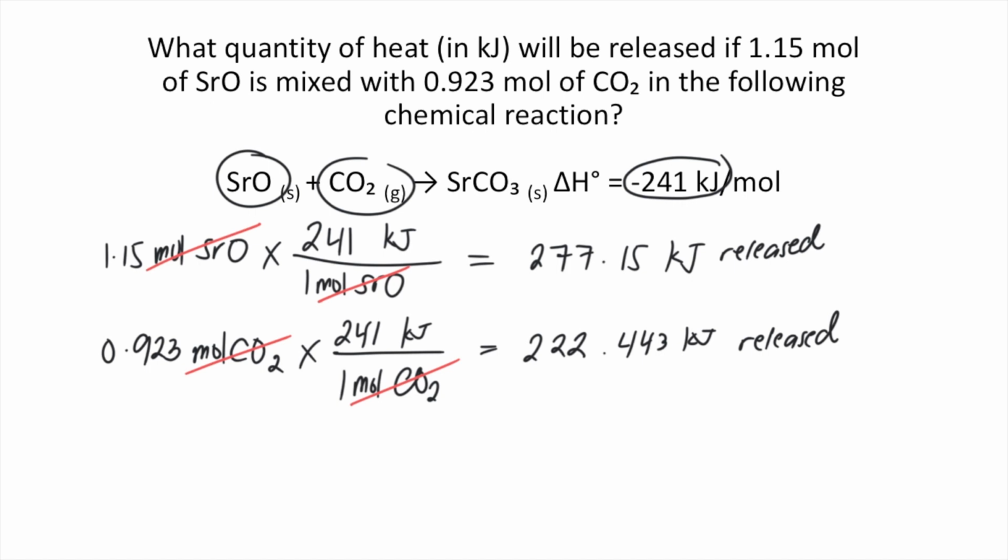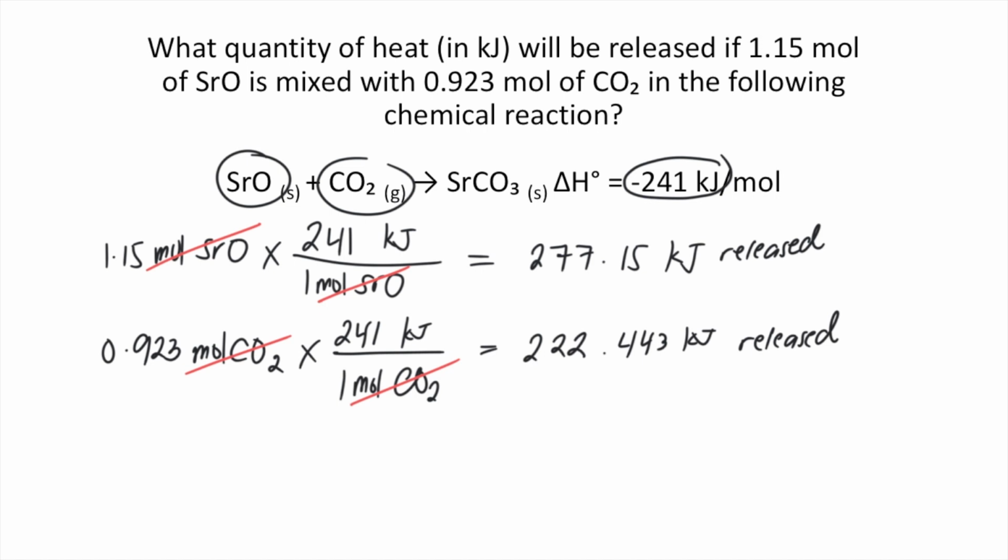So between the two, 277.15 kilojoules and 222.443 kilojoules, which one is the answer to the question? So remember the concept of stoichiometry. So in stoichiometry, we learned about limiting reactant and theoretical yield, right? So we apply the same concept here.